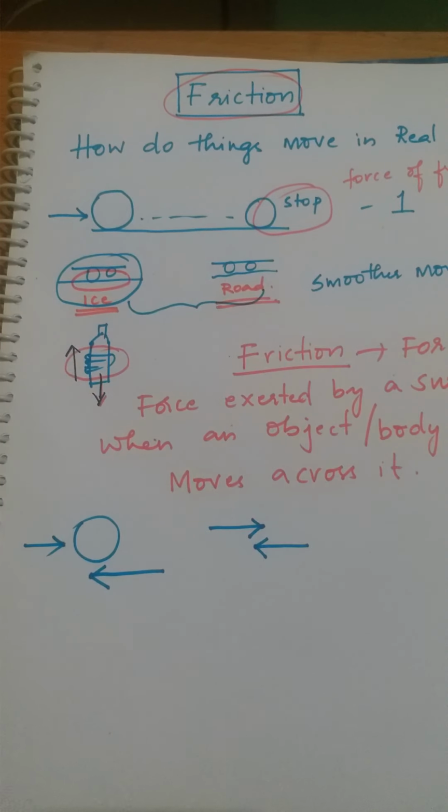Now to look at the various factors affecting friction, imagine there is a table and you have kept a box on it. As soon as you apply a push, a resistance will be offered and this is called friction. This is the push which you have applied and this is the friction. So, the force of friction opposes the applied force.